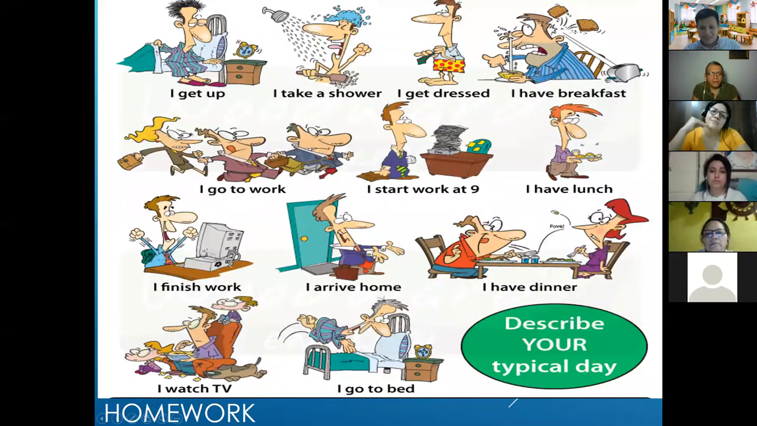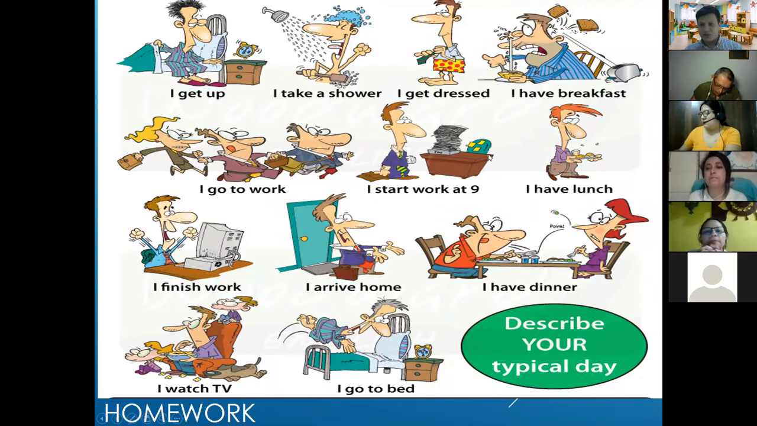Okay, as homework, think of a daily routine for tomorrow's class. Piensen en su rutina diaria. We have: I get up, I take a shower, I get dressed, I have breakfast, I go to work, I start work at night, I have lunch, I finish work, I arrive home, I have dinner. Very good. I watch TV. Nice. I go to bed. Very good.